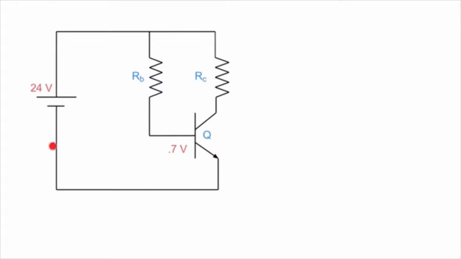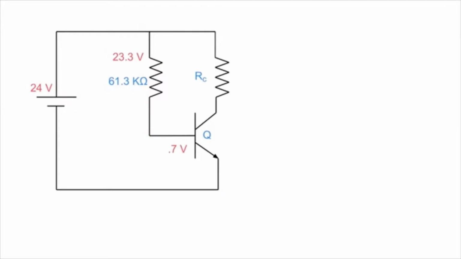Now, if we look here, we have a circuit that goes through here over to here. So if I have a 24 volt source and I have a 0.7 volt drop here from the base to emitter, the rest of it must be dropped across RB, which works out to be 23.3 volts. Next, in order to get the base current, we need to give this resistor a value. I picked 61.3 kilo ohms.